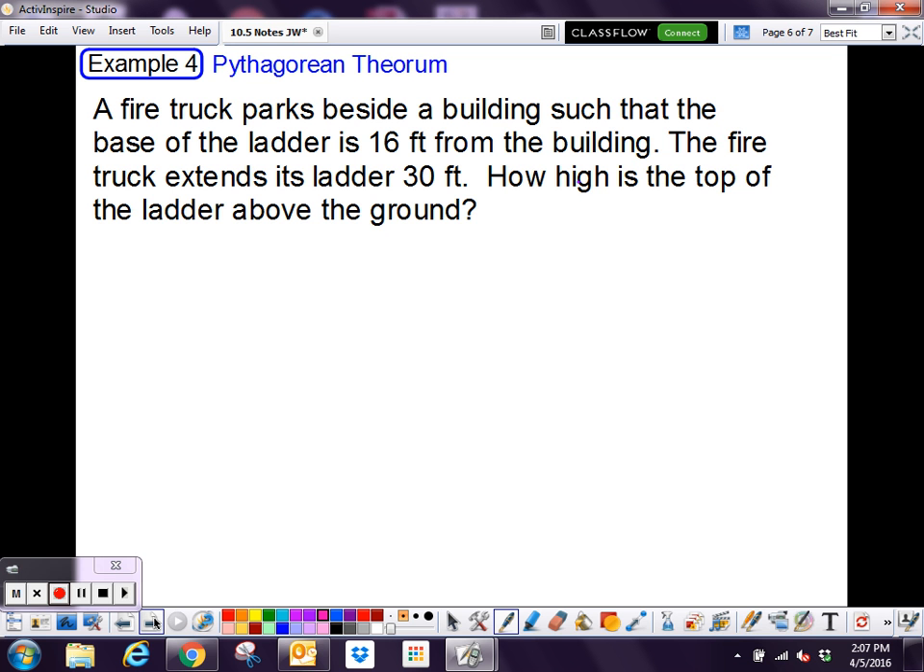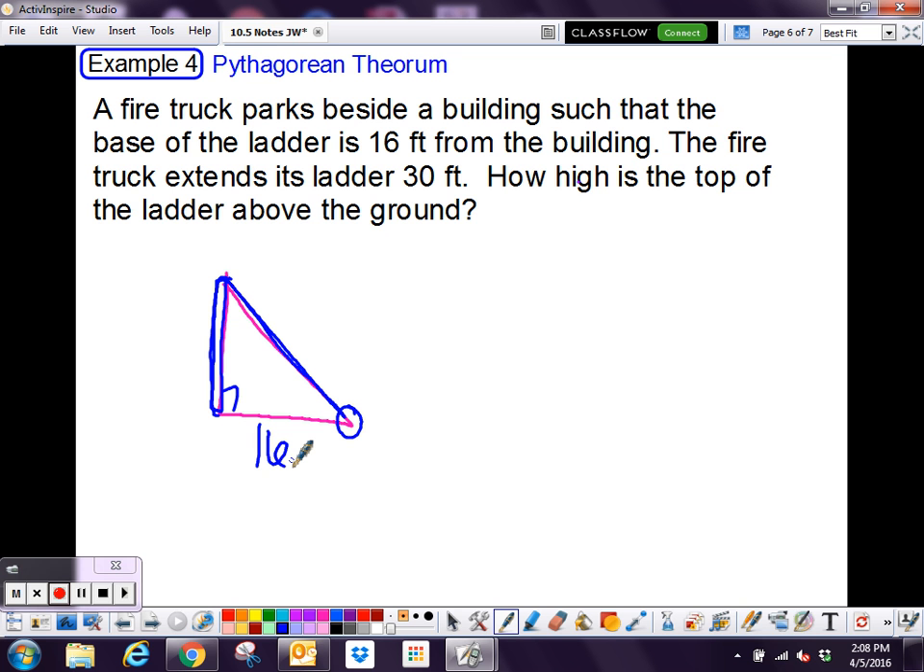Okay, so we know that this is going to be a triangle because we're talking about Pythagorean theorem. So the fire truck parks beside a building such that the base of the ladder, so here's our ladder leaning up against the building right here. So the base of the ladder is 16 feet from the building, and here's the building over here. Okay, so it's 16 feet from the building.